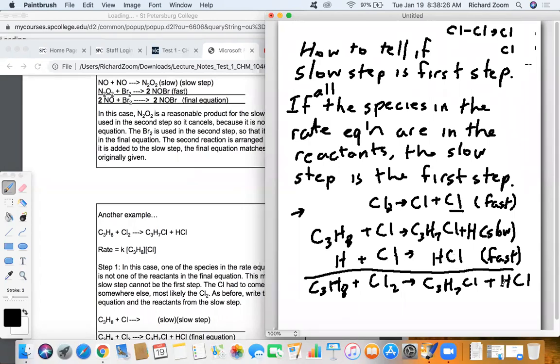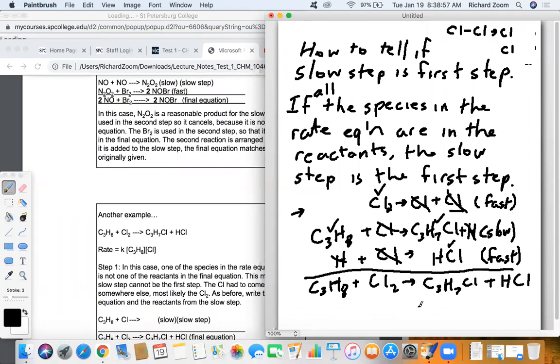We get HCl, which means everything now adds up to what we've got down here. So you can see you've got C3H8, we've got Cl2, we've got C3H7Cl, and we've got HCl. Everything ends up down here. I can cancel the things out and that's how we end up with getting all of that for our reactions.